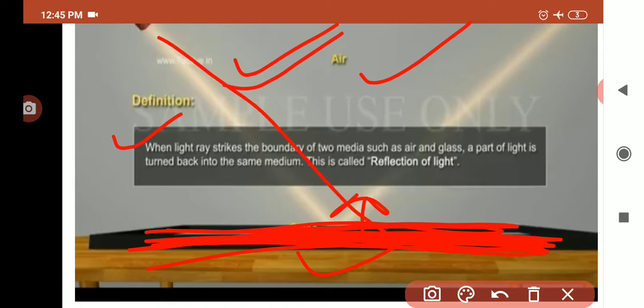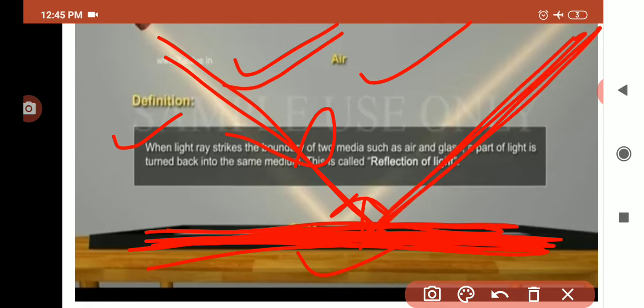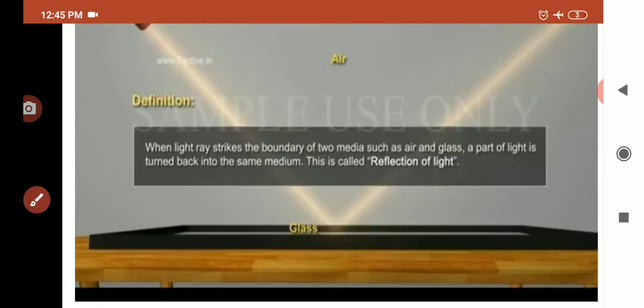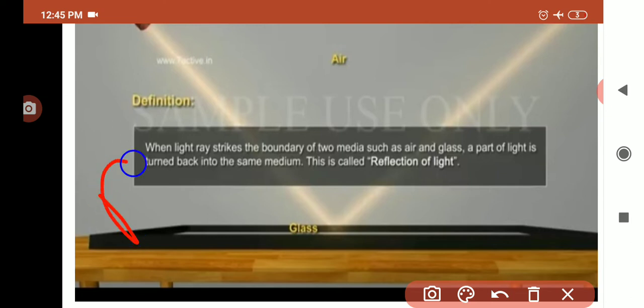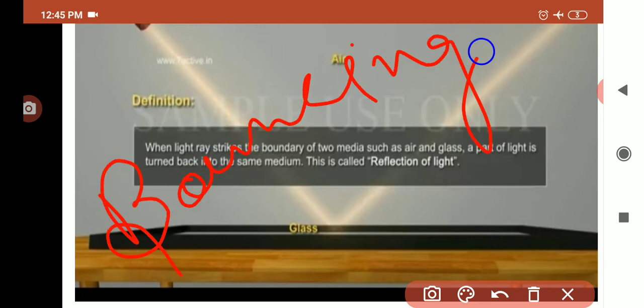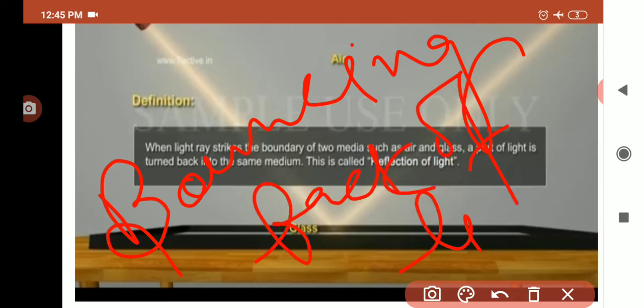तो when a light ray strikes it, जब light ray इस पे आ रही है, so ये क्या कर रही है, light को reflect back कर दे रही है, bounce back कर दे रही है, and this process is known as reflection of light. Therefore, for a very simple definition, reflection can be defined as bouncing back of light. Bouncing back of light in the same medium.